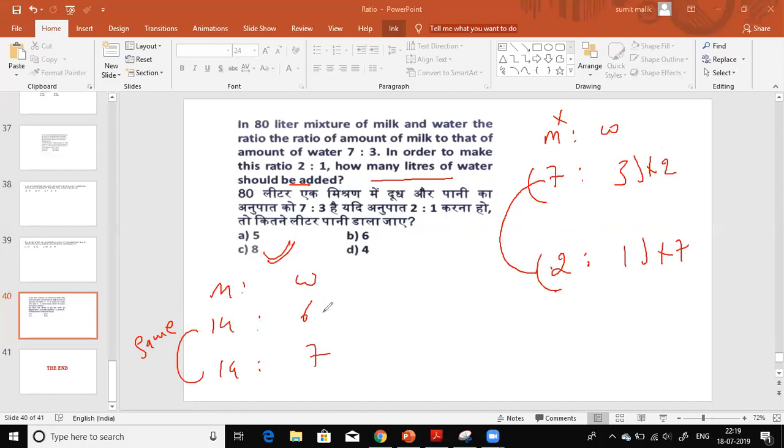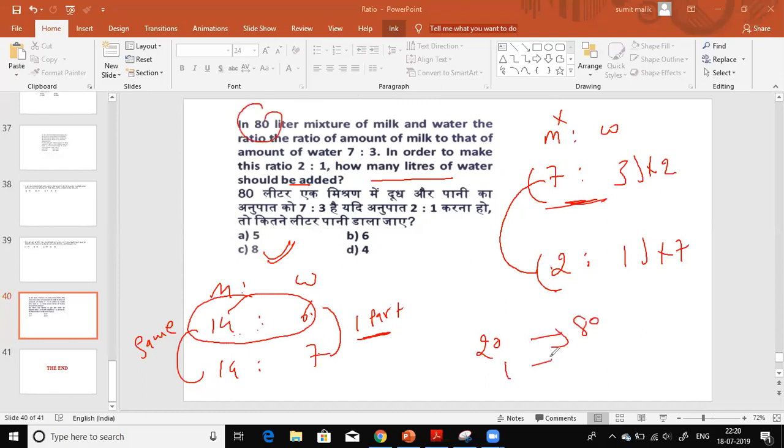Now how much water am I adding? How many parts? Only one part. Earlier it was 6 parts, now it became 7 parts. Now I have to find out the value of 1 part. So total how many parts now? 20 parts. 20 parts will represent how many liters of mixture? 80 liter. So 1 part will be equal to 4 liter. That will be your answer.